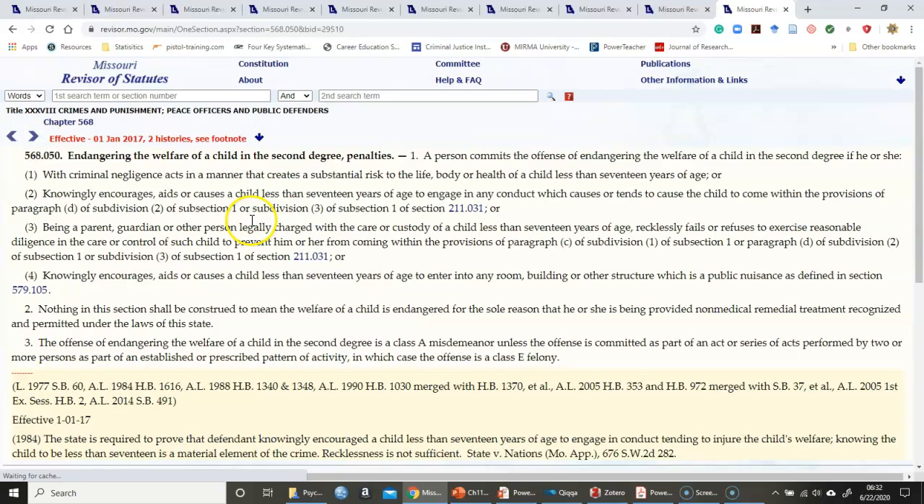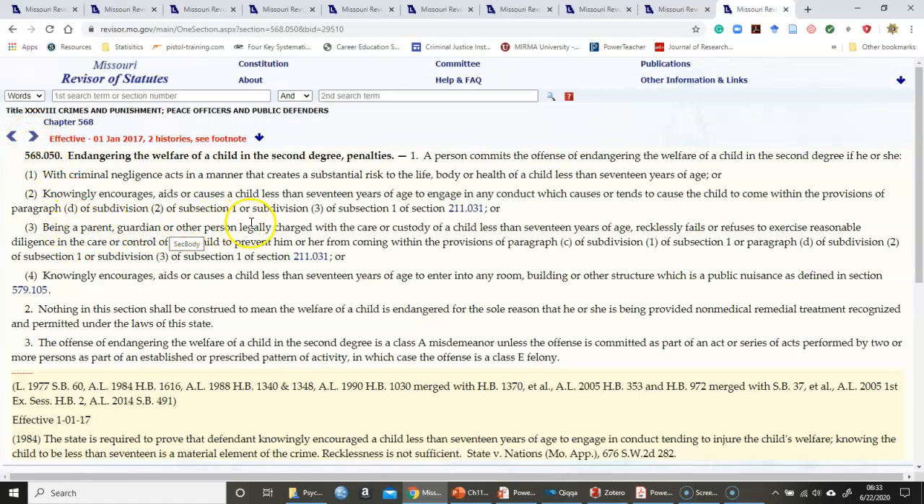So, 2nd degree: a person commits the offense of endangering the welfare of a child in the 2nd degree if, with criminal negligence, they act in a manner that creates a substantial risk to the life, body, or health of the child. As an example, somebody is intoxicated to the point they obviously shouldn't be operating a motor vehicle, and they place their 5-year-old in the car next to them, no car seat, nothing like that. You pull them over as an officer, or worse, they become involved in a traffic crash, and you may look at endangering the welfare of a child as another charge that you would go through just by their actions.